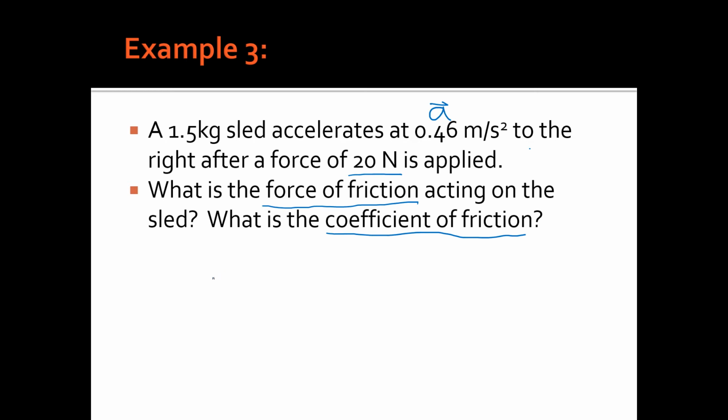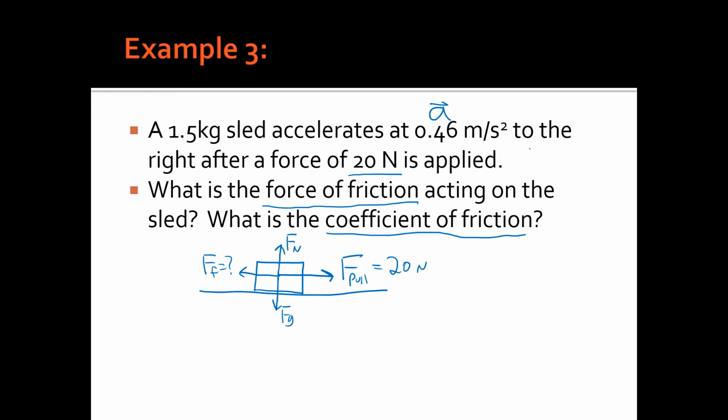So let's draw a free body diagram. There's my sled. Physics, everything looks like a box. All right. So let us draw my applied force. We'll just call this pulling. It could easily be a pushing force as well, but I'll call it a pushing force, 20 newtons. We know there's a force of friction in this direction, because the problem tells us there's a force of friction, and we need to calculate it. We have a force of gravity, and we have a normal force.